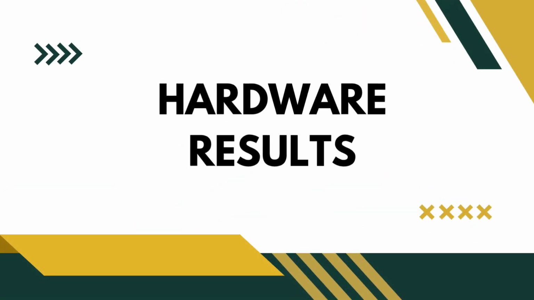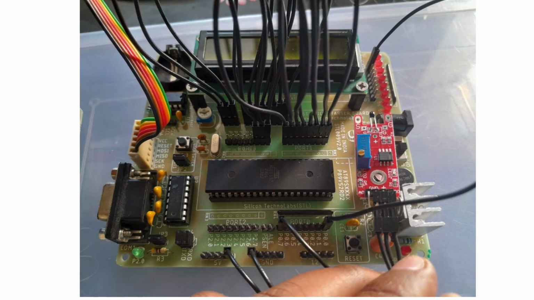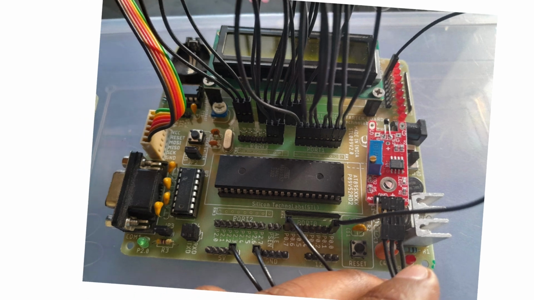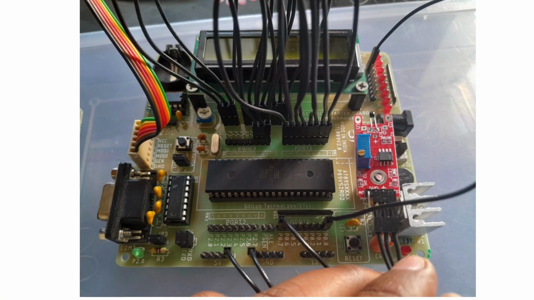Chapter 7. Hardware results. Hardware connections. 8051 port 1 is connected to the LCD display. LCD RS, RW, EN pins are connected to port 3 pins 3.0, 3.1, 3.2. Connect the temperature sensor digital output signal to port 0 pin 7 and connect VCC to the 5V power supply and connect ground to ground. Connect the LED to port 0 pin 0 as shown in the video. Pause the video and understand the connections.